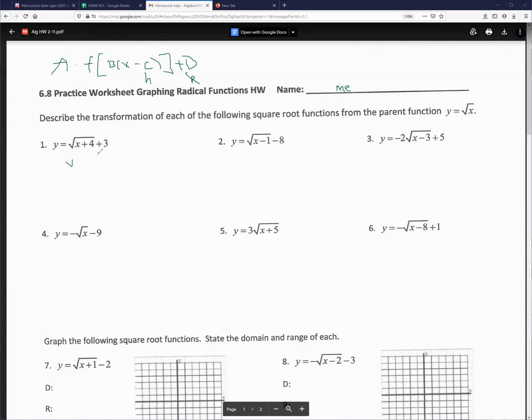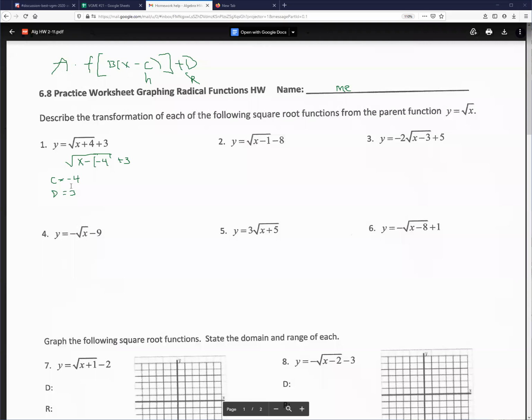So this is the square root of x. Now we notice that we have plus in here, and that's not minus. So I'm going to rewrite x minus -4 and then plus 3. So what I'm going to see from this is that c is equal to -4 and d is equal to 3. All right, what do we do with that?